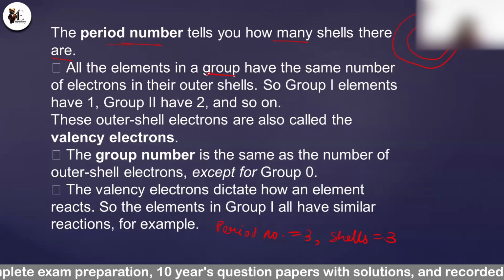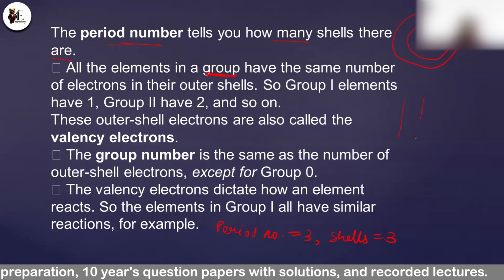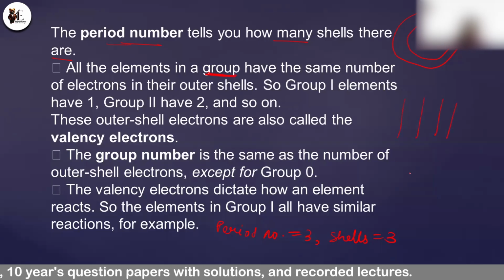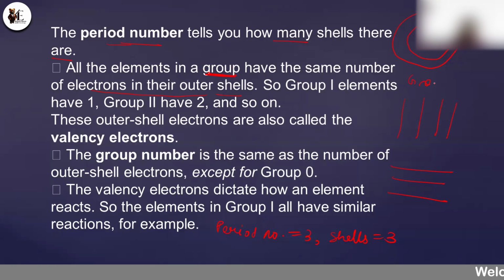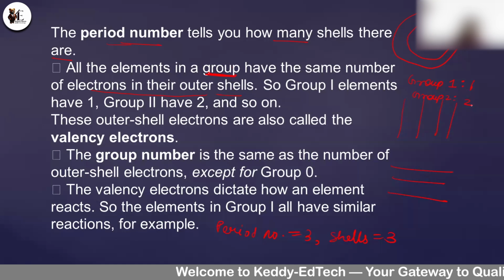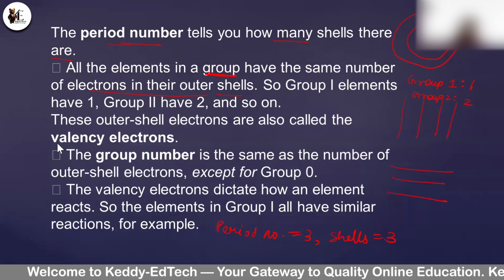Now let us talk about groups. Groups are your vertical columns. These are your groups and these are your periods in the periodic table. If we talk about group, then they have the same number of electrons in their outer shells. If I am having group 1 elements, how many outer electrons are there? 1. Group 2 elements, how many outer electrons are there? 2. Outer electrons means the electrons which are present in the outermost shell, that are also known as valency electrons.